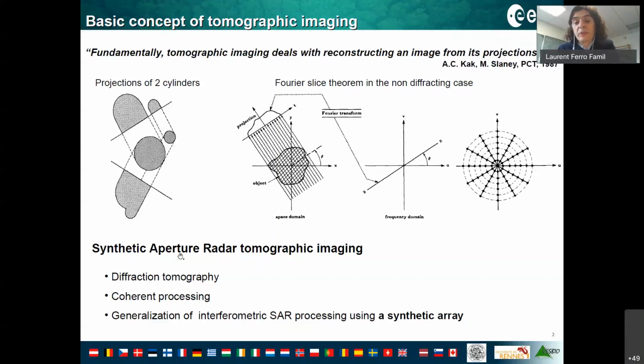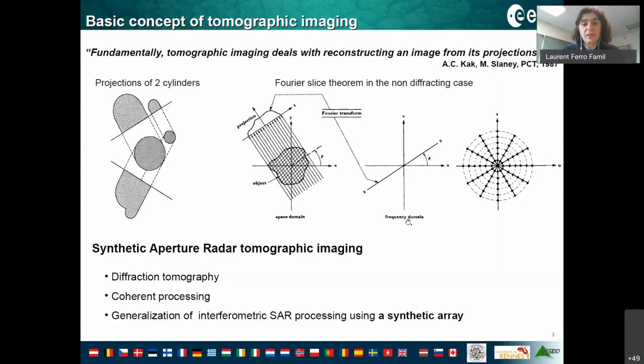Why diffraction? Because when you use a radar and you emit a wave toward an environment, the direction of propagation of this wave is modified by the environment. This is why we call it diffraction tomography. This is a coherent processing. You need to pay attention to the phase of the signal, or to the delays of the signals. You don't only deal with amplitudes, you also pay a lot of attention to the shape of the signal you receive and to the way they are delayed from one another.